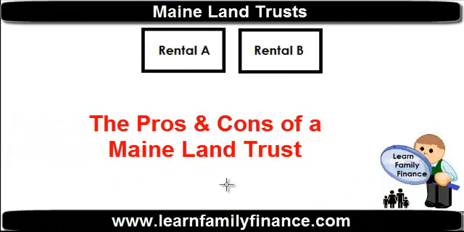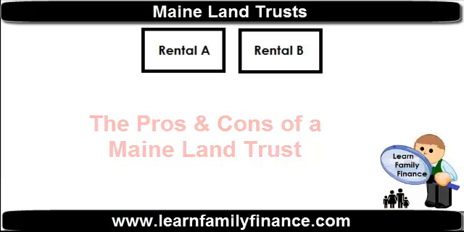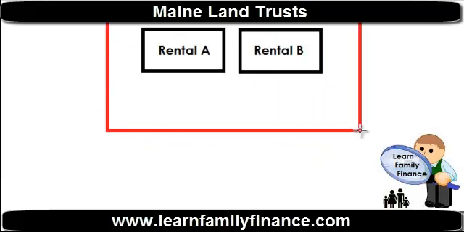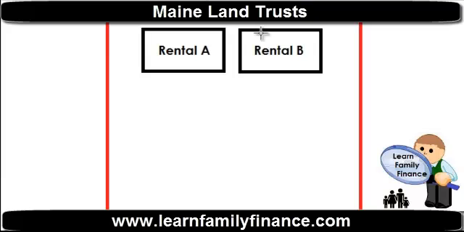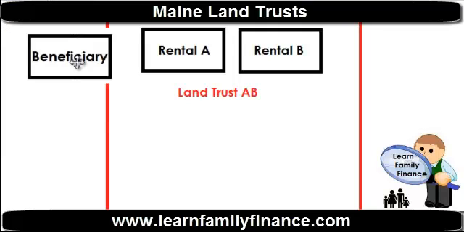So in a land trust, say for instance you have two rentals, rental A and rental B, and both are inside of a land trust. For simpler terms, we'll call that land trust AB, or we could just call it trust AB. It doesn't matter. In land trust AB, you're going to have to name a beneficiary.